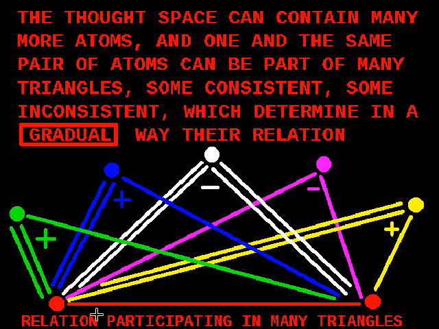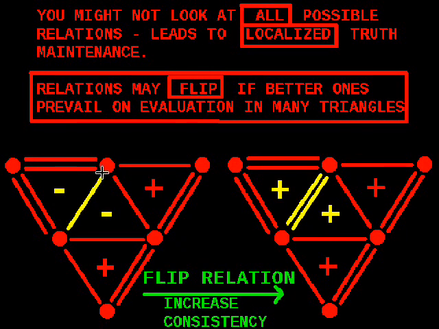One and the same relation between terms can participate in a multitude of logical triangles, and some of those might be consistent and others might be inconsistent, and that may then finally determine this connection in a more gradual way. And actually, this determination of the connection by interaction of several logical triangles can even change the nature of this connection. It can flip it, and it can make another type of connection prevailing.